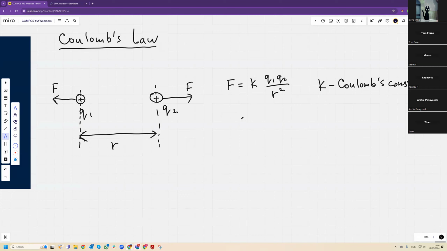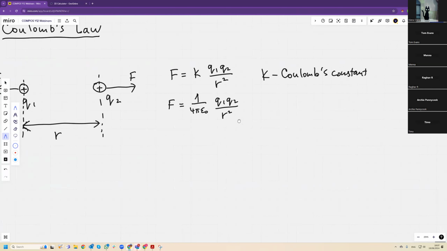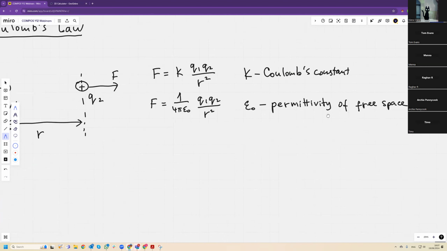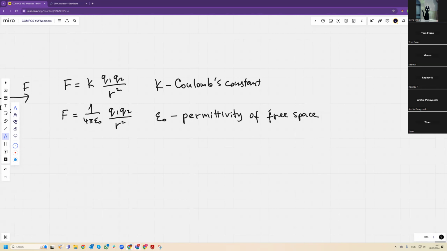Coulomb's constant, although we will be writing it in a slightly different manner. We will be writing F is equal to 1 divided by 4 pi epsilon 0, Q1 Q2 divided by r squared. Epsilon 0 is known as the permittivity of free space. It is a fundamental constant. If I'm not mistaken, the speed of light is 1 divided by the square root of epsilon 0 multiplied by mu 0, which is the magnetic permeability of free space. So it is super fundamental.